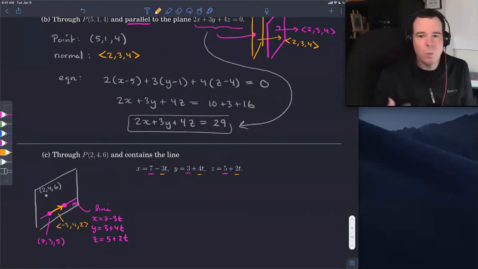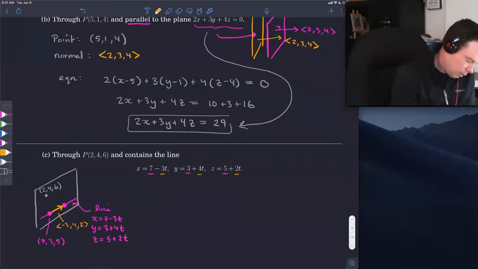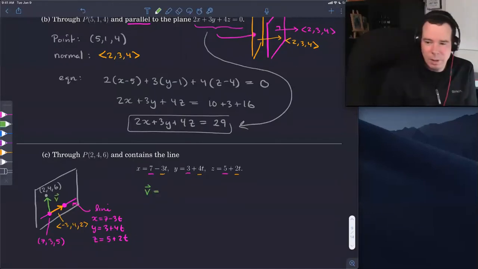So now I've got one vector parallel to the plane. I can get a different vector parallel to the plane. Maybe I'll do it this way so they both originate from the same spot. There's another vector that's parallel to the plane. How do I get that vector v? That's going to be tip minus tail.